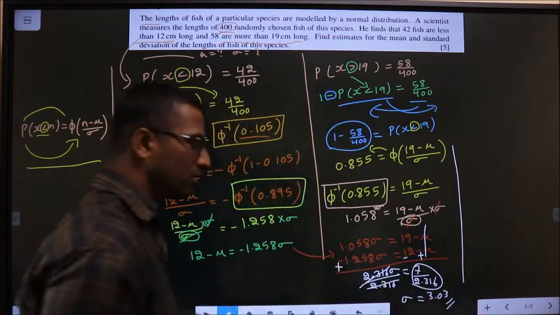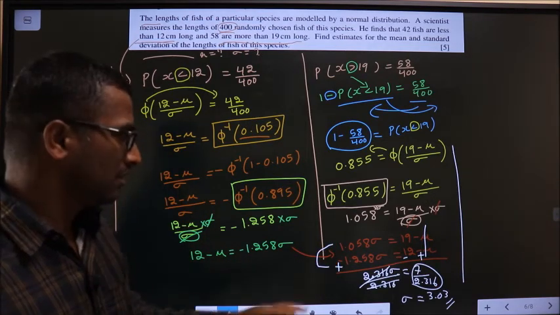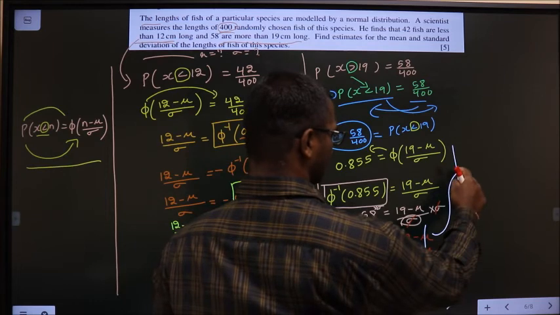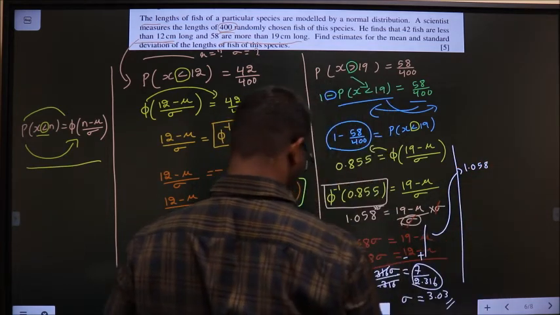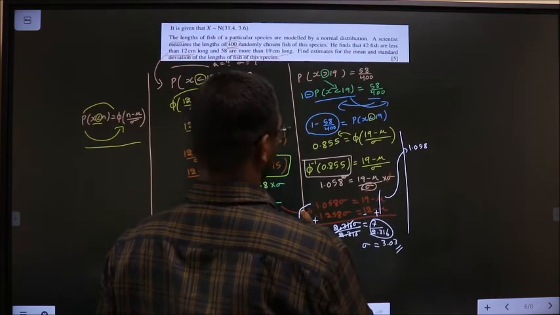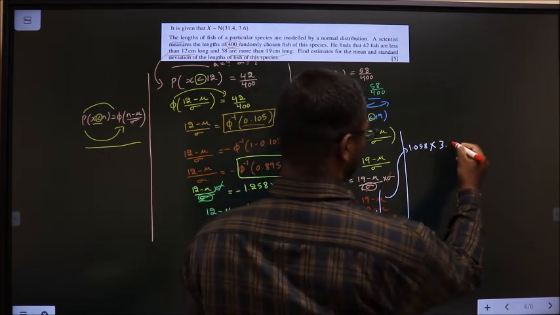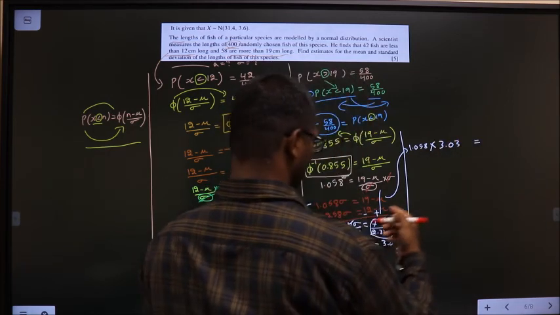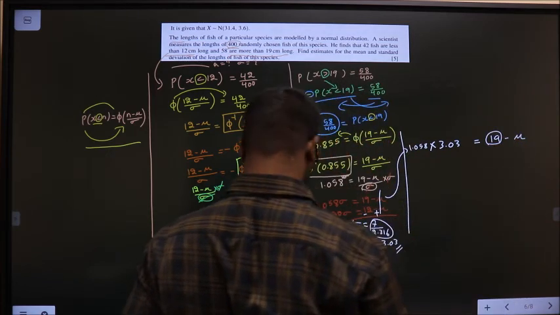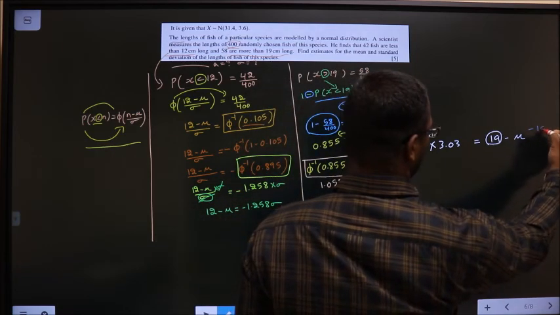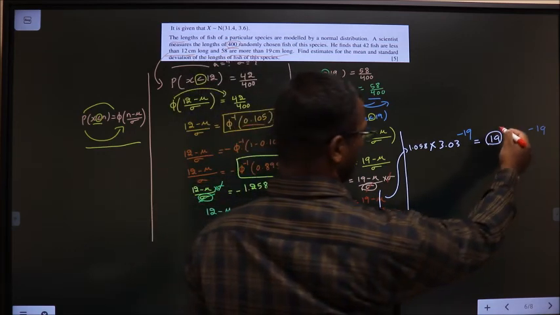Okay, we found standard deviation. Replace in any one equation, we'll get the mean. So let us say I replace it here. So that is 1.058 into 3.03 is equal to 19 minus mean. Now to get rid of this 19, subtract 19 on both sides. Clear? So now this 19 will get cancelled.